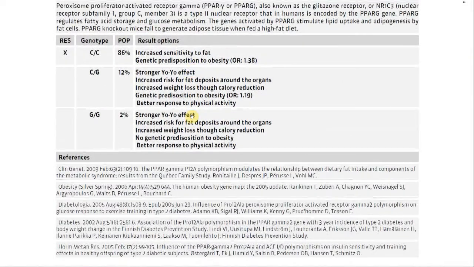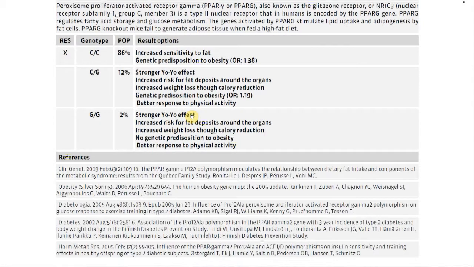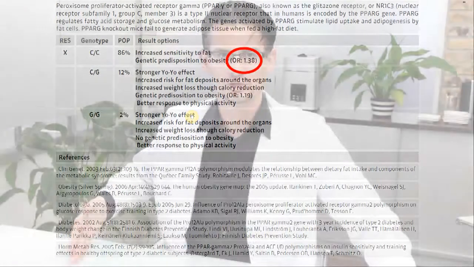And you see, if you have a CC here, that's 86% of the population, you have increased sensitivity to fat and also a genetic predisposition to obesity. As I've said before, some genes make you more prone to be obese, and this is one part of the whole story. So there's an odds ratio here. OR stands for odds ratio, and that means it's a fold risk.